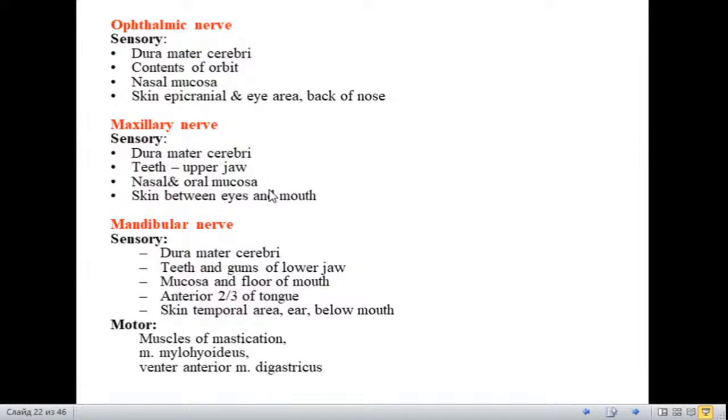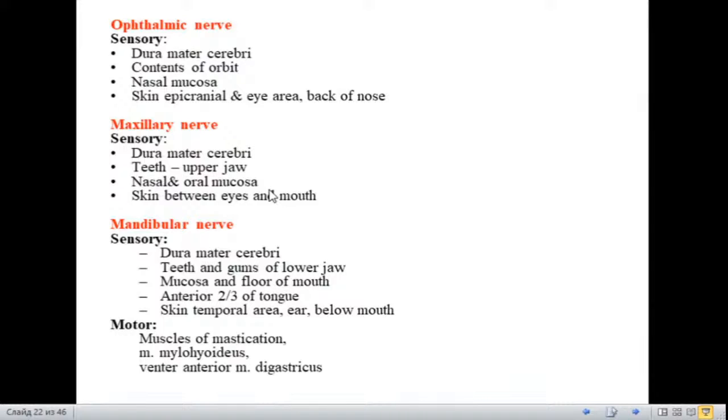the dura mater of the brain. Actually, before exiting the cranial cavity, branches of the trigeminal nerve give rise to a meningeal branch supplying the meninges of the brain, especially the dura mater. Then, secondly, the ophthalmic nerve supplies tissues of the orbit, eyeball, surrounding tissues, lacrimal gland, and so on. Then the nasal mucosa, due to the presence of anterior and posterior ethmoidal nerves, and it supplies the skin above the palpebral fissure and at the back of the nose.